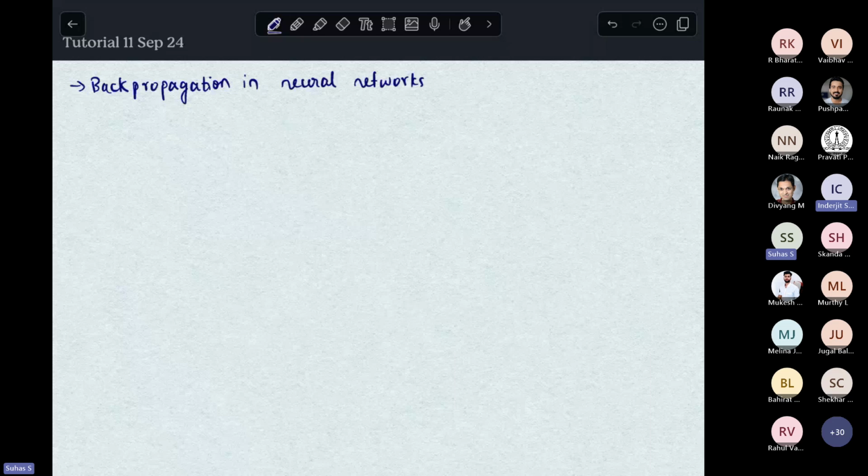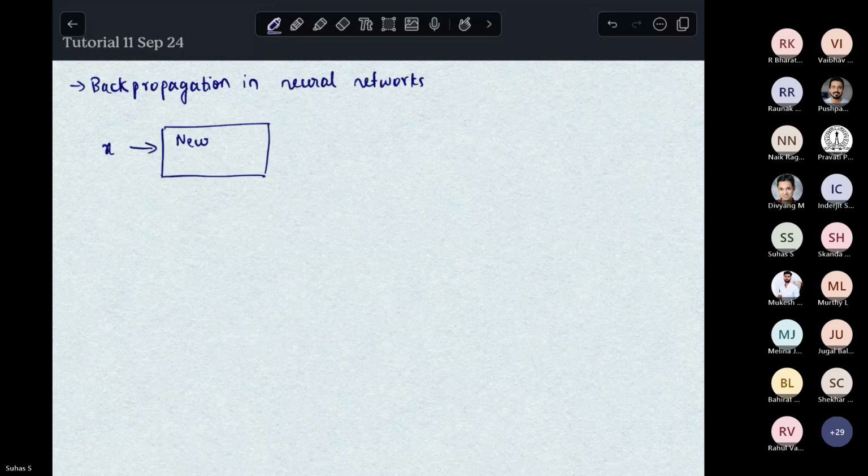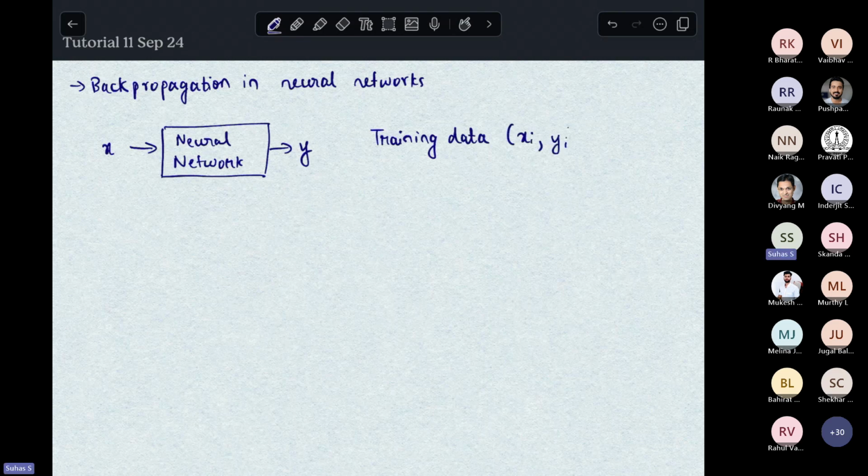So to begin with, the basic idea of deep learning is that you have some input data X. So you have some neural network which gives you an output Y, and our goal is to be able to predict Y using this neural network using training data given by Xi, Yi, which means that for every data point Xi, Yi is its corresponding output that you want to have predicted by the neural network.